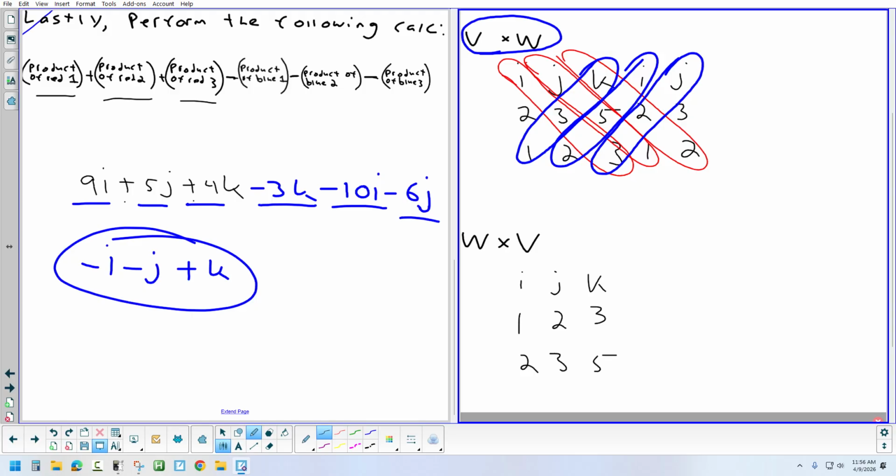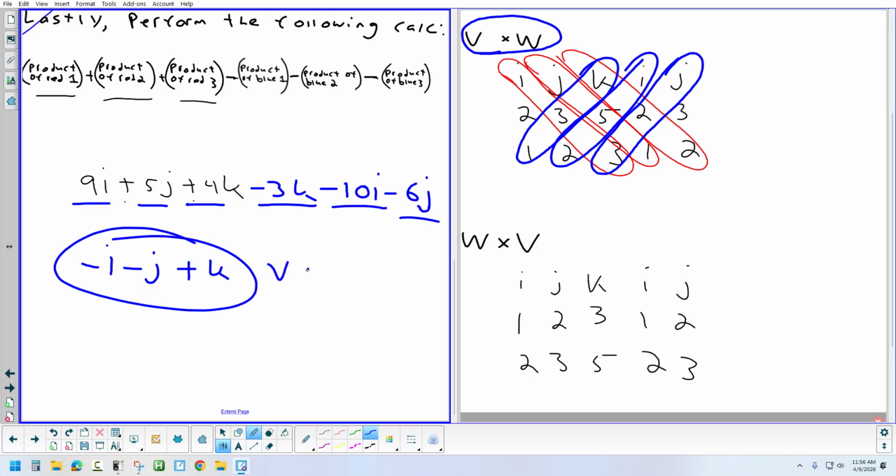Okay. And what do we do with that? Add the other 2 rows. Yep. Put these 2 columns over here. IJ, 1, 2, 2, 3. And the question we want to see is, do we get the same answer? Okay. So this was V cross W.